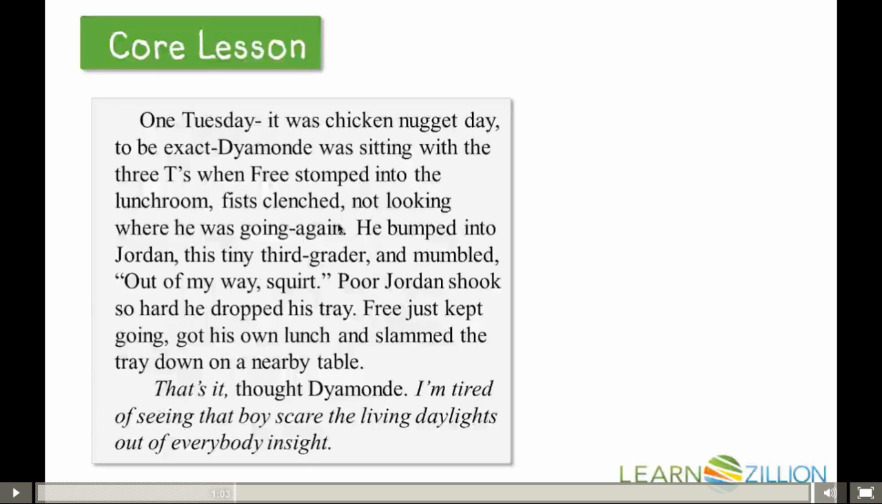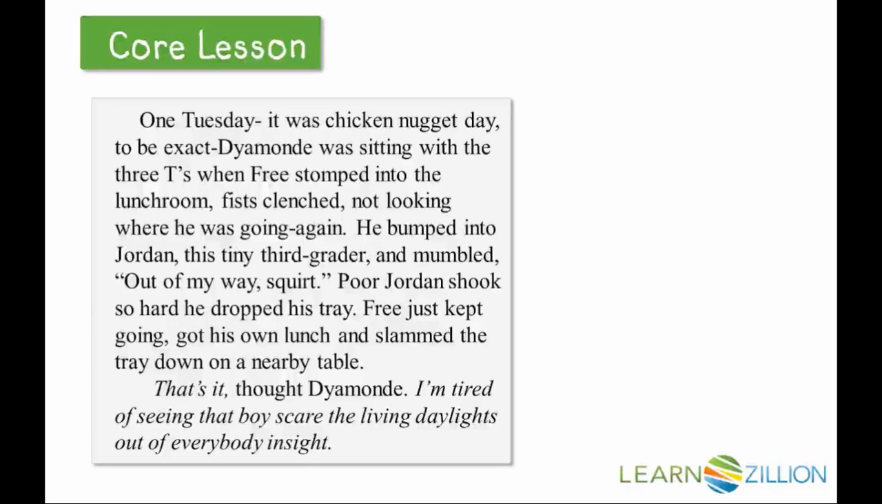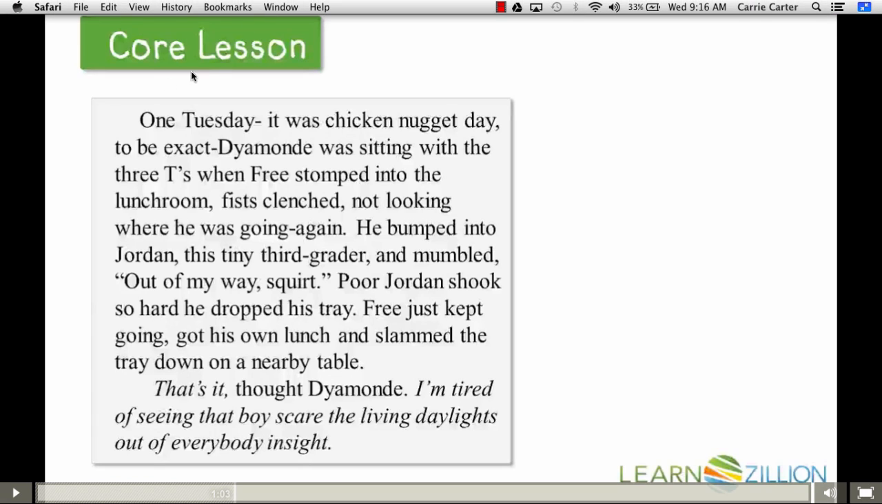So here's a passage. I'm going to read it to you, and then we're going to talk about how we can notice what the character's doing in order to learn more about that character.